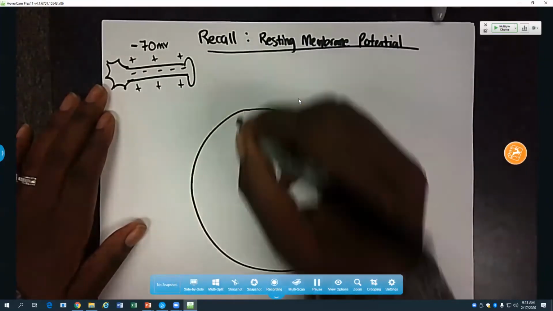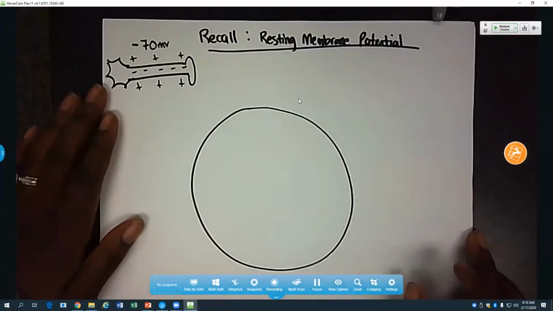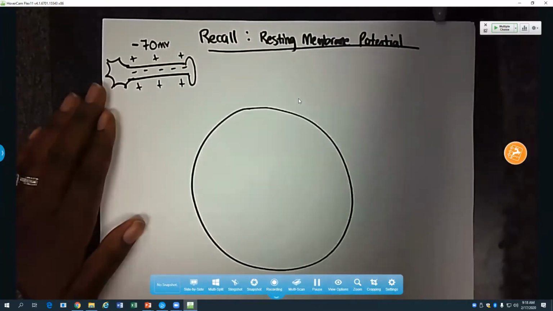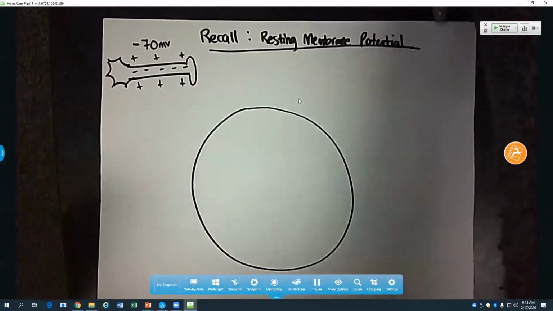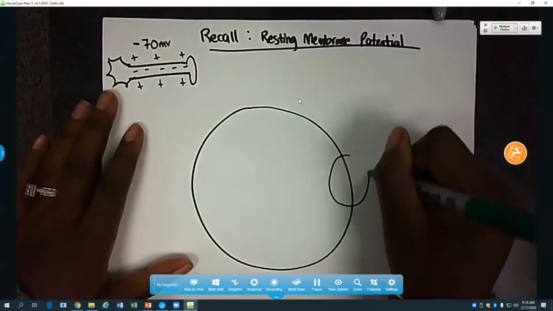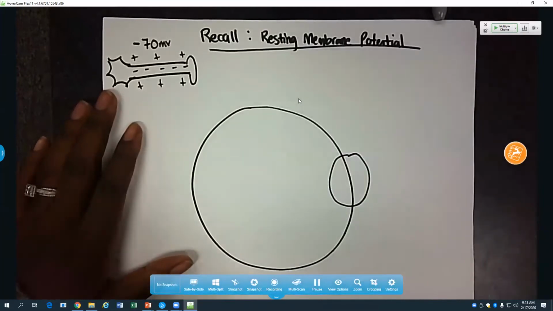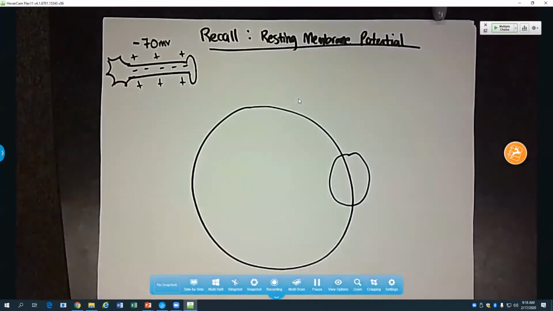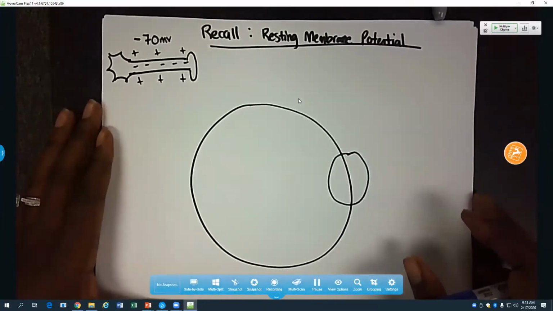So we'll start by looking at our cell. This is representing a neuron. And we'll start by looking at some of the structures or features that are present on this neuron. So for one, we have the sodium-potassium pump. And we saw that the sodium-potassium pump was responsible directly for 20% of that resting membrane potential, and then indirectly 80% of that resting membrane potential.